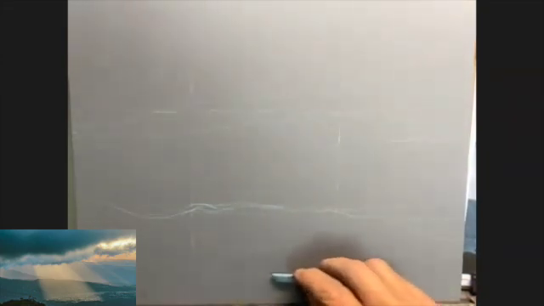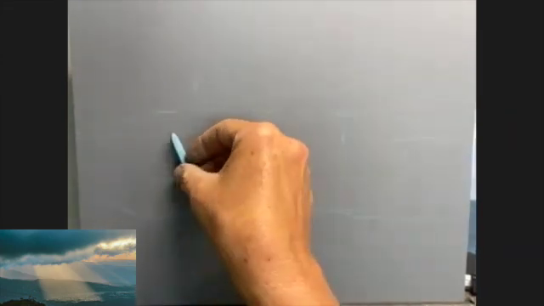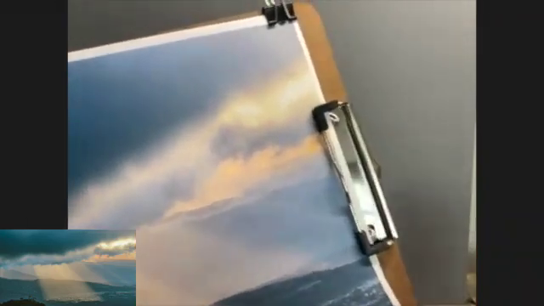Once I get some of the big shapes down in the composition, then I can just lightly indicate where the rain, the cloudburst, is going to appear. I don't want it dead center, so I'm making it side slanted, diagonal.